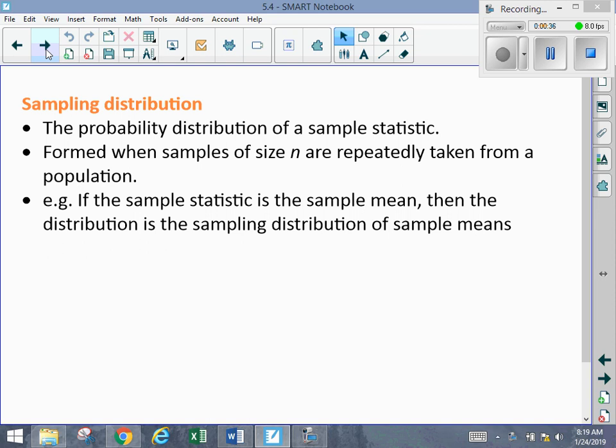All right, so here's what a sampling distribution is. It's the probability distribution of a sample statistic. So when we take samples of size n repeatedly from a population, if I took samples of size 4 from you guys and recorded your heights, and then I would look at the mean of those. If I had a bunch of means, then I would have the sampling distribution of the sample mean.